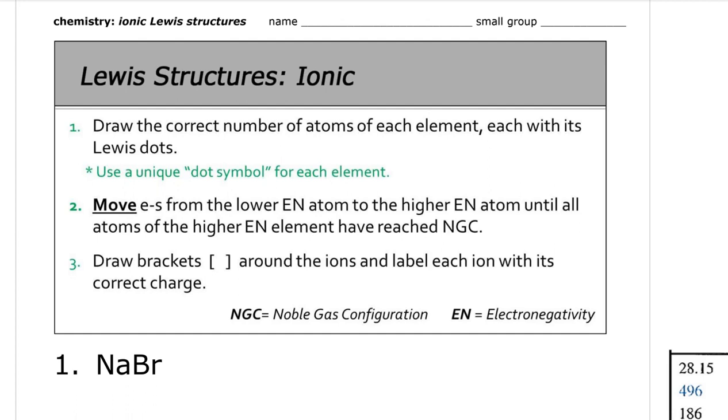And if you picked up a copy of the handout from LgGrp, given out in class, you should have these instructions at the top of the page. And we'll follow these for all the ionic compounds. So it's kind of all here in one place. And we're going to start by drawing atoms with their Lewis dots. Each atom, each element's abbreviation with its Lewis dots.